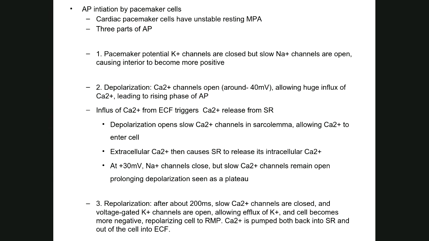repolarization. After a short period, after 200 milliseconds, slow calcium channels are closed, and the voltage-gated potassium channels are open, allowing the efflux of potassium, and cells become more negative. They are repolarizing the cells to the resting membrane potential. The calcium is pumped both back into the SR and also outside of the cells into the extracellular fluid.